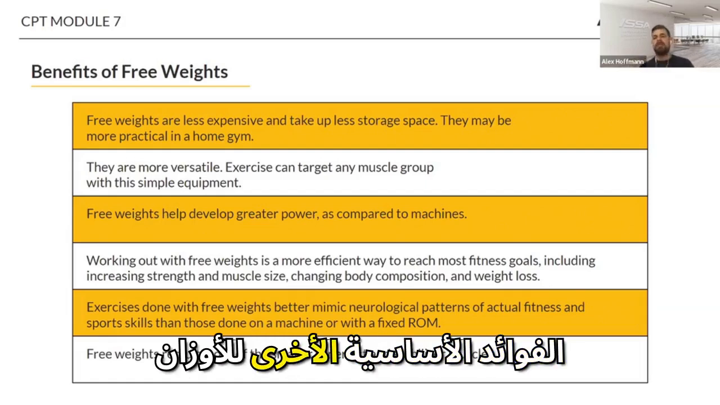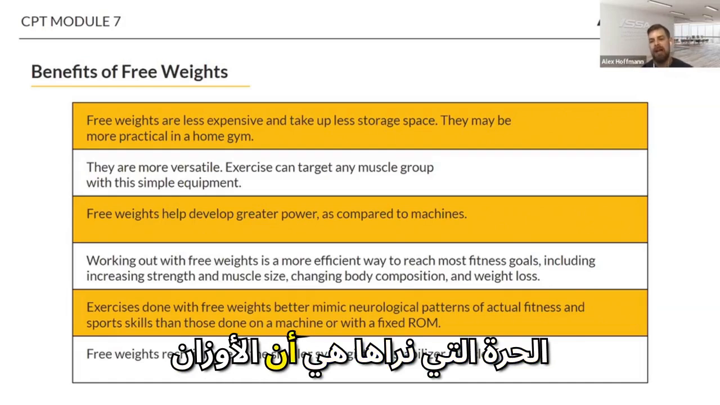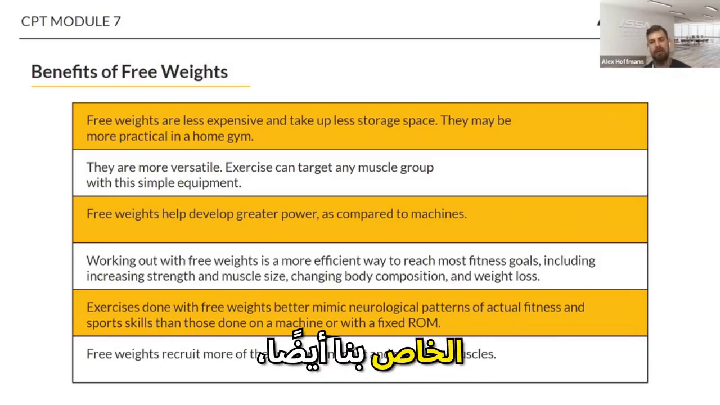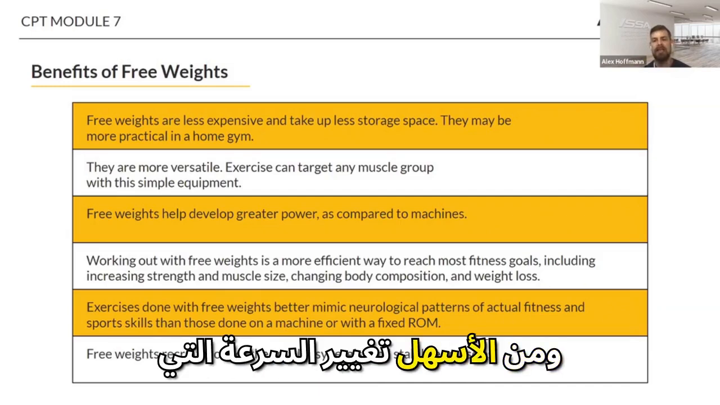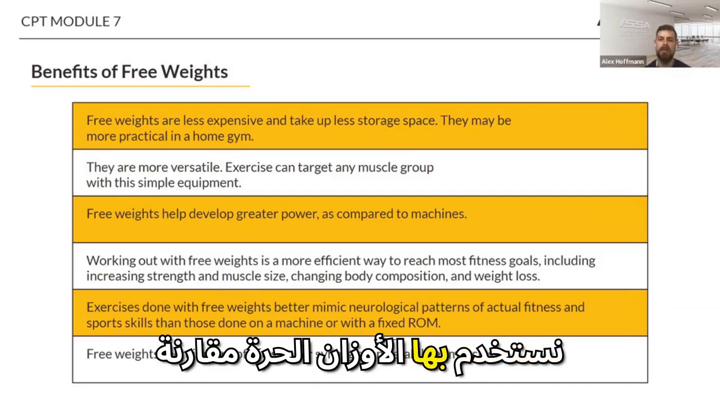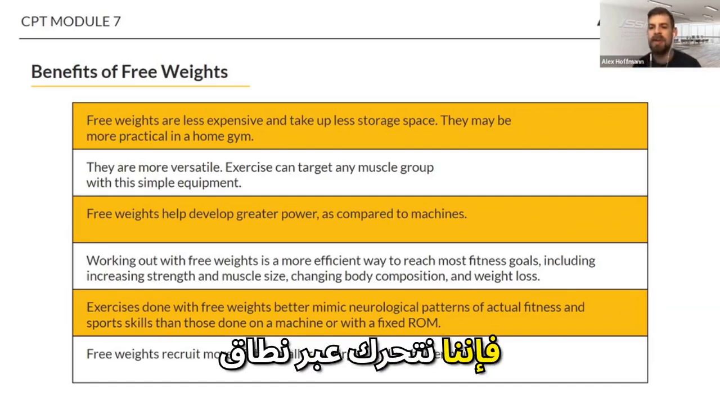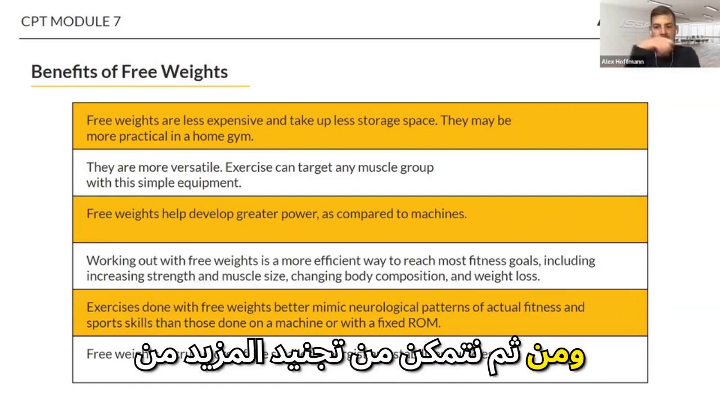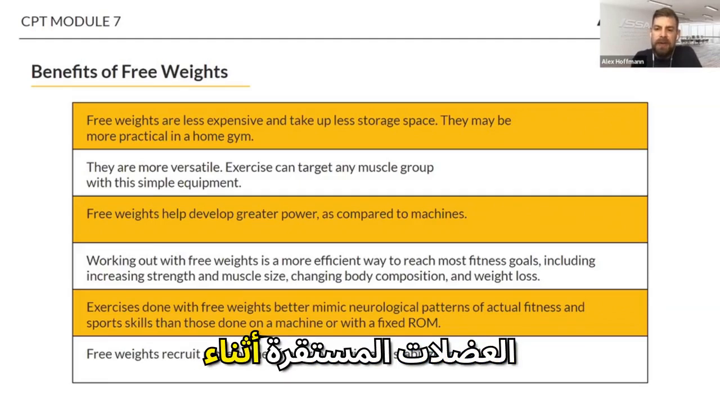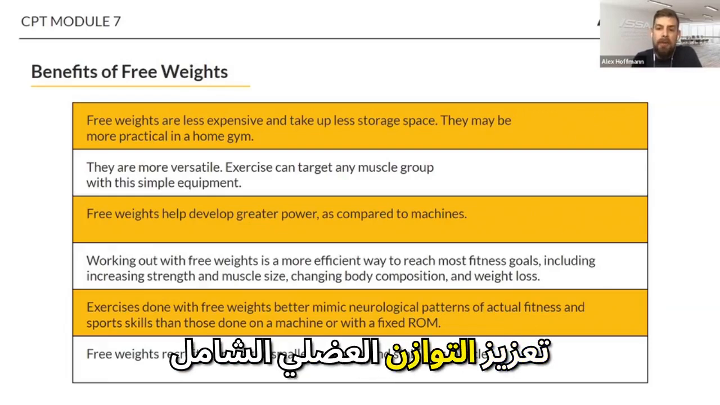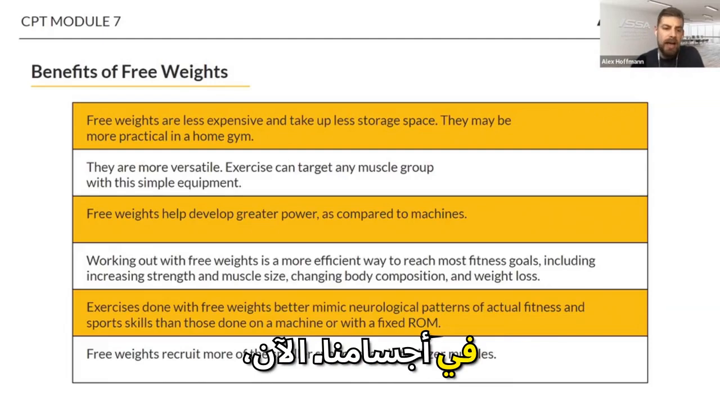The other primary benefits of free weights that we see is that free weights promote the incorporation of compound movements in our exercise program as well. And it's easier to vary the speed at which we use free weights than it may be for machine weights as well. And so when we're using free weights, we're moving through a full range of motion. And then we're able to recruit more stabilizing muscles during movements as well. So typically they can help to promote better overall musculature balance in our bodies.